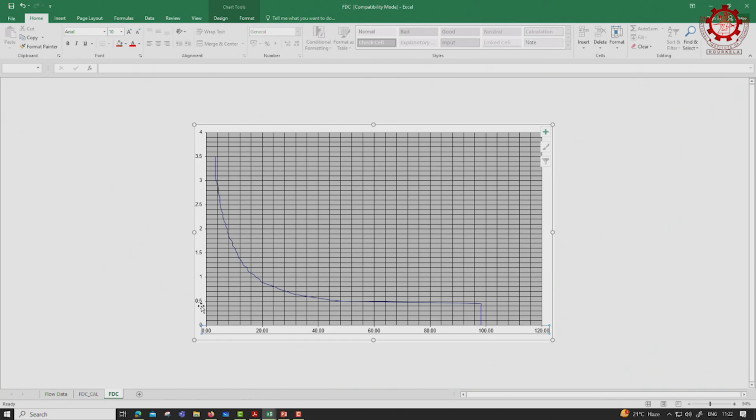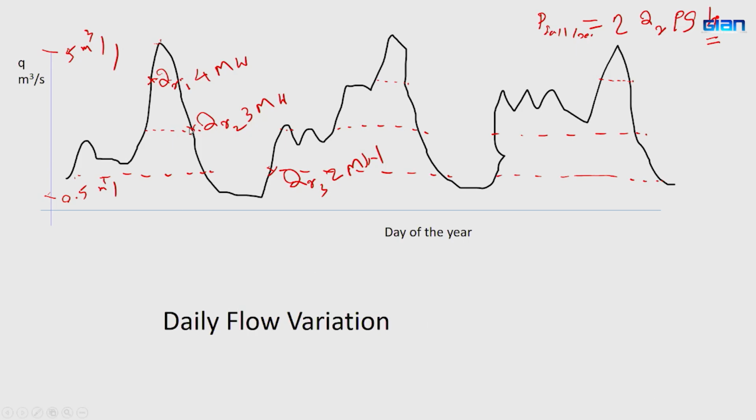If you take 0.5 cubic meters per second, that flow rate is available for about 48% of the time of the year, right. So, rather than the time series curve, this is more useful for us. In the time series curve, to know how long the plant can run at QR2, you have to draw lines and count the durations. It is very difficult, right.